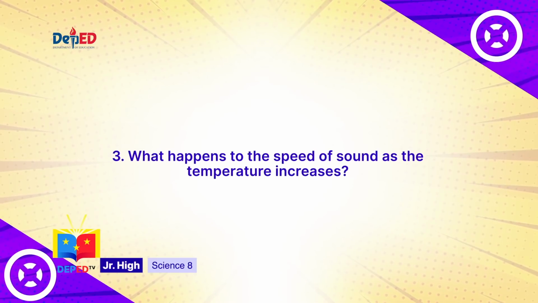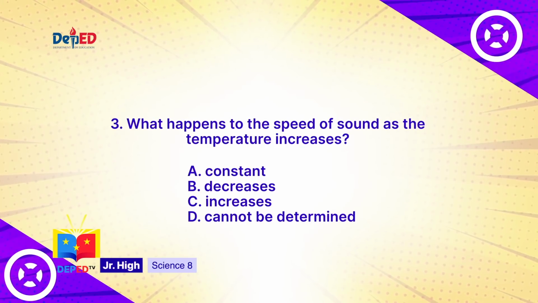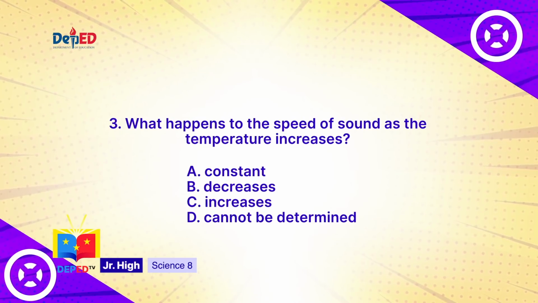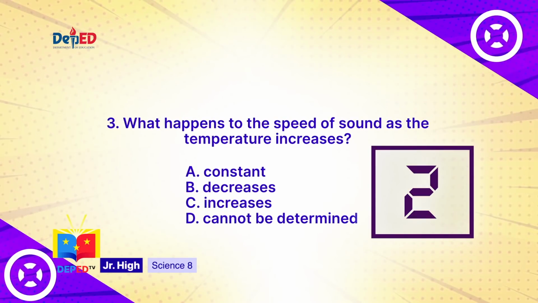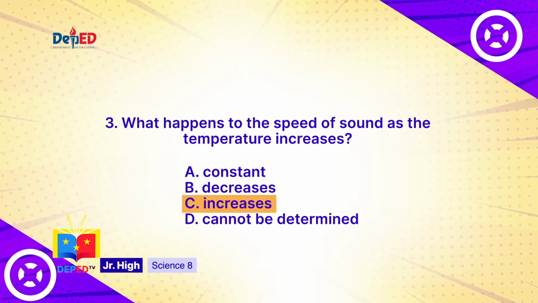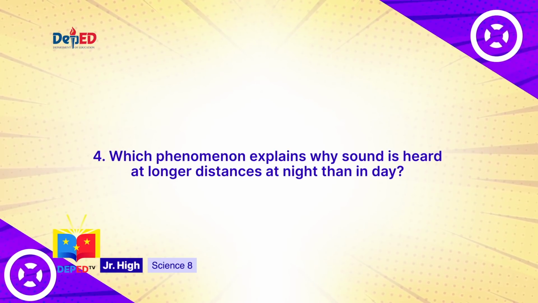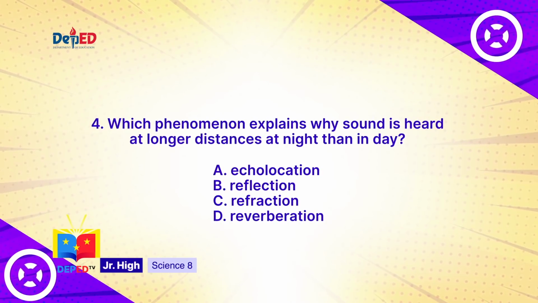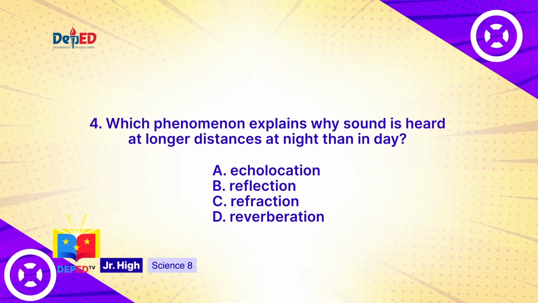What happens to the speed of sound as the temperature increases? A. Constant. B. Decreases. C. Increases. Or D. Cannot be determined. Which phenomenon explains why sound is heard at longer distances at night than in the day? A. Echolocation. B. Reflection. C. Refraction. Or D. Reverberation.